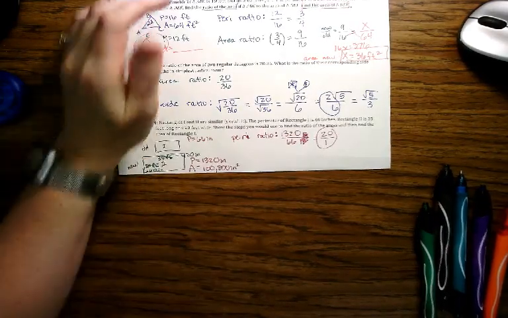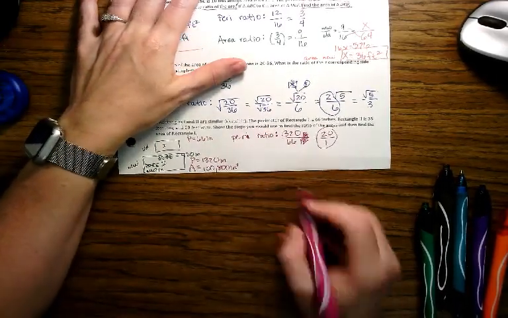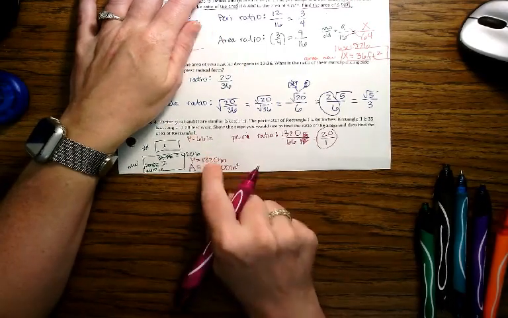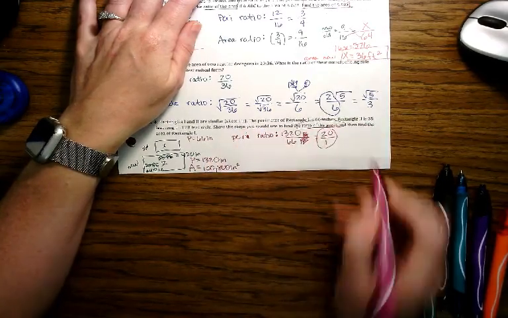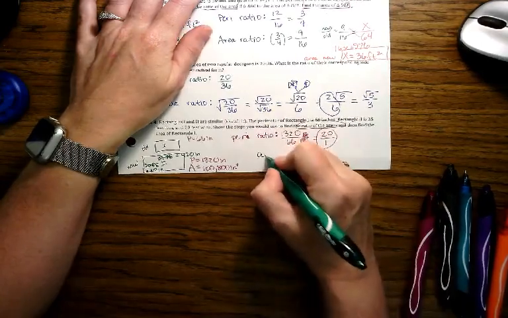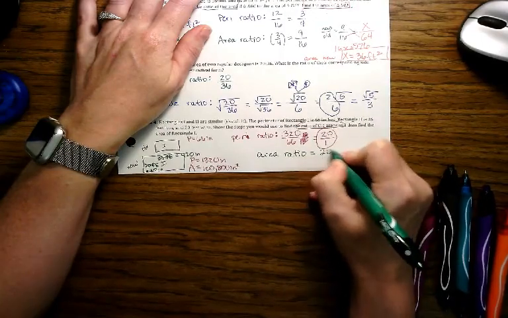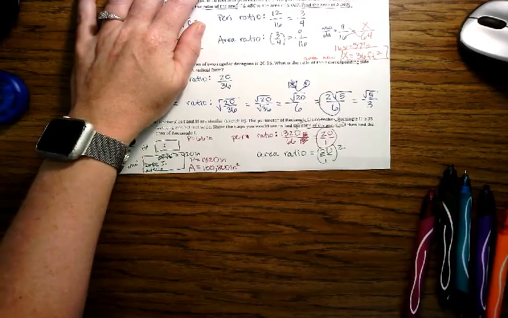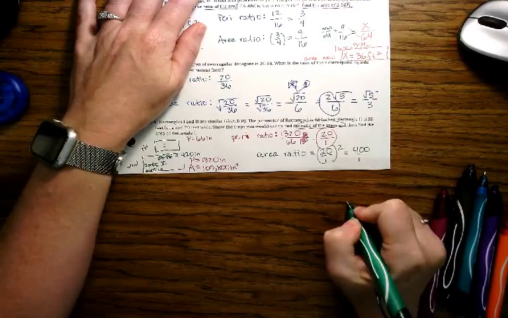Okay, I still can't set up an area ratio, can I? So how the heck am I going to find the ratio of the areas? I found the perimeter. Square my perimeter ratio. So my area ratio is going to be this 20 over 1 squared. And y'all should know 20 squared. You were supposed to memorize that one. It's 400. So there's my area ratio.